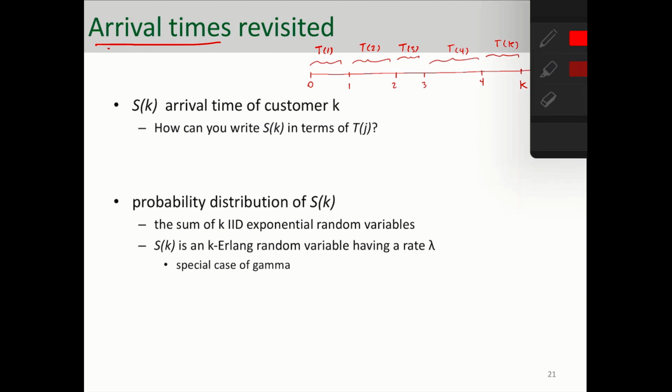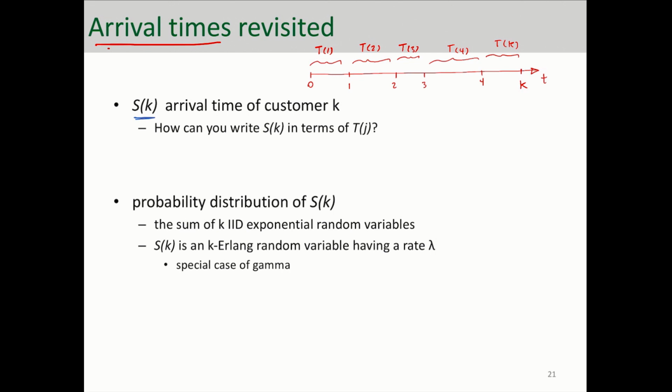At the same time, we had arrival time, which we call S of K. So the arrival time of customer 2 is that point in time, which is this duration, so this is essentially S2. And for customer K, it's going to be here, S of K, that duration from 0 all the way to K. So the question is, how can we write S of K in terms of T of J, or inter-arrival time? By looking at this graph, you can see that the arrival time of customer K is essentially the summation of all these inter-arrival times.